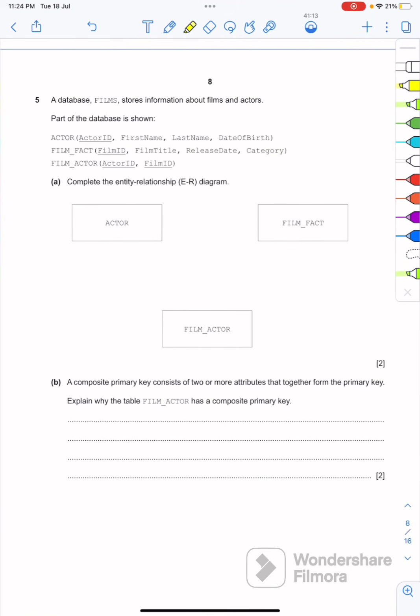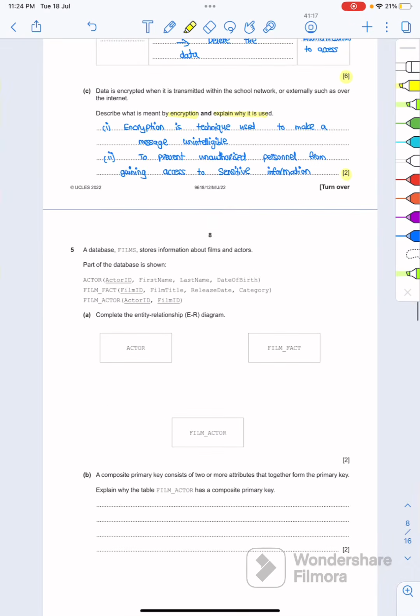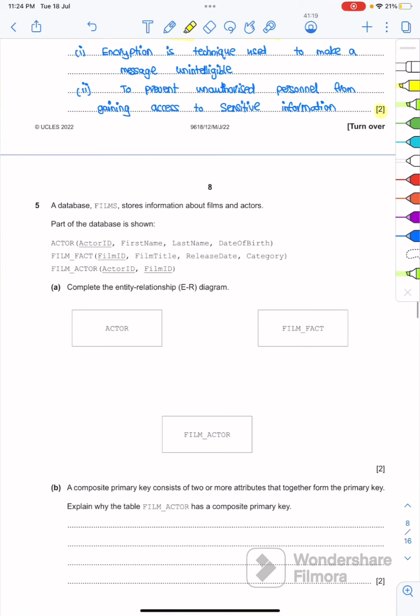Moving on to question number 5. A database films stores information about films and actors. Part of the database is shown. There is a table called actor, a film fact table, and a film actor table, and these are the primary keys that I'm going to highlight using green color. So these are the primary keys.